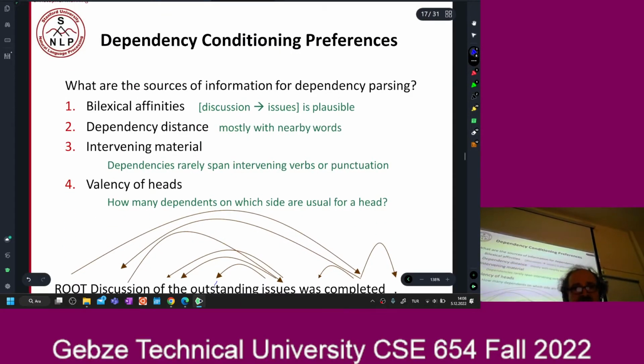Intervening material and valence of heads. How many dependents on which side are usual for the head? Okay, usually the head of the sentence is just one verb.